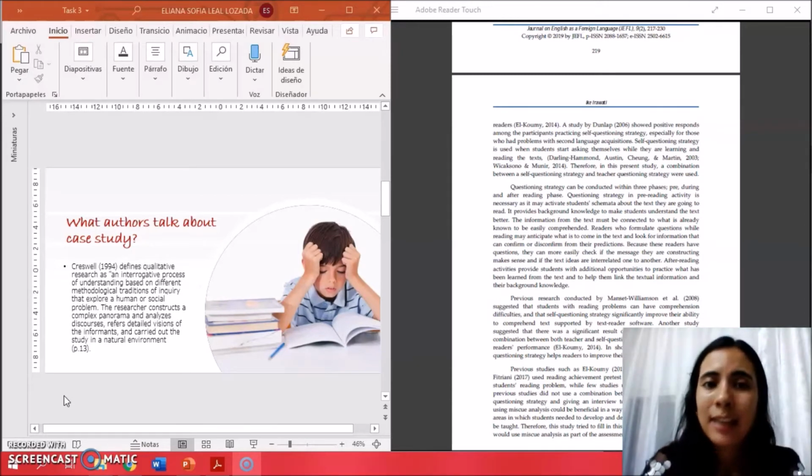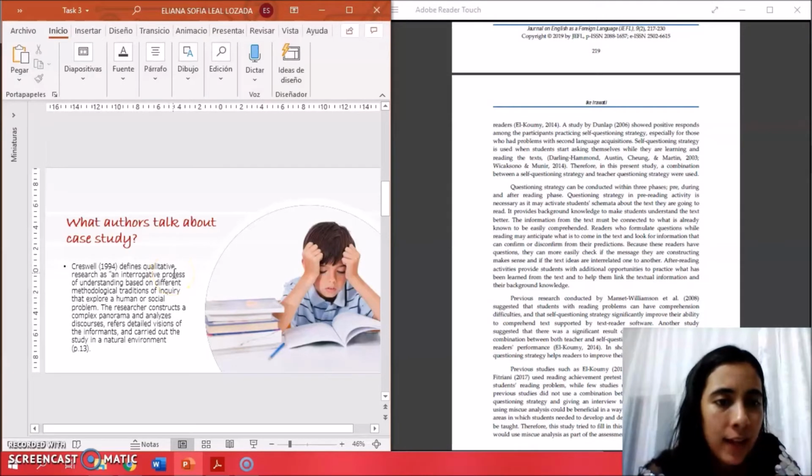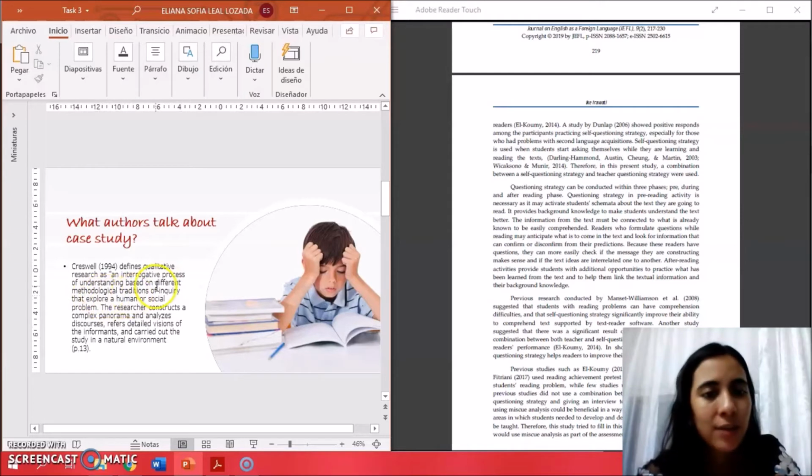So now we are going to get into the matter and talk about what qualitative research is. The author Creswell, in 1994, defines qualitative research as an interpretive process of understanding based on different methodological traditions of inquiry that explore a human or social problem. The researcher constructs a complex panorama, analyzes discourses, prefers detailed views of the informants, and carries out the study in a natural environment.